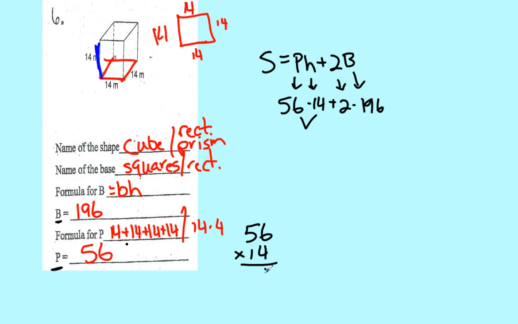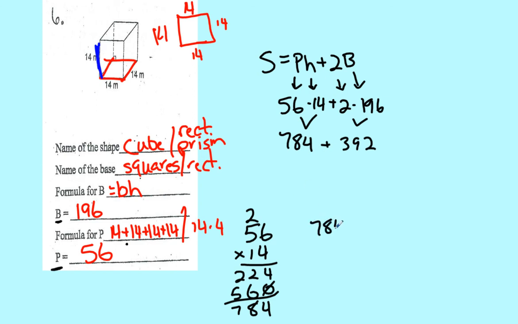Okay. 56 times 14, let's do some. So that's 224. Bring down the 0 before we go to the tens place. 560, 784. Okay, this is right side, 2 times 196. That's going to be 392. We add these together. This gives us 1176. So a lot of people got this one right last night.